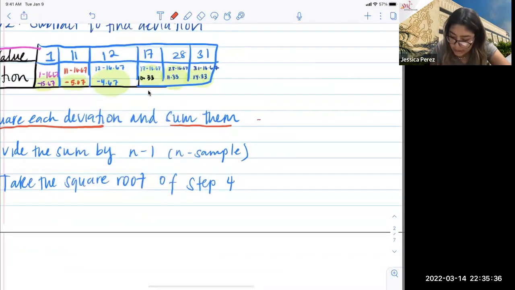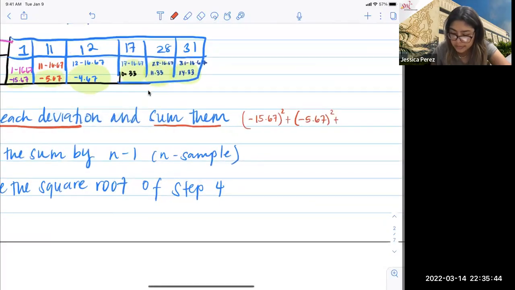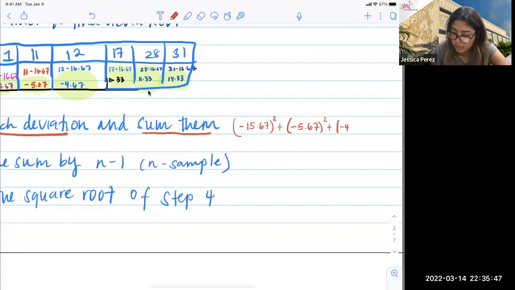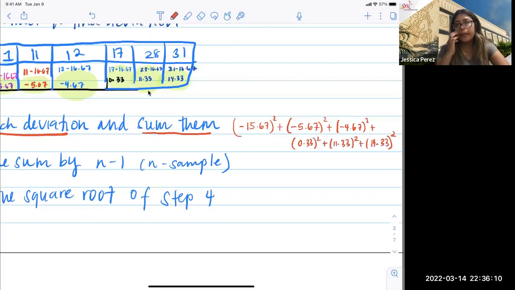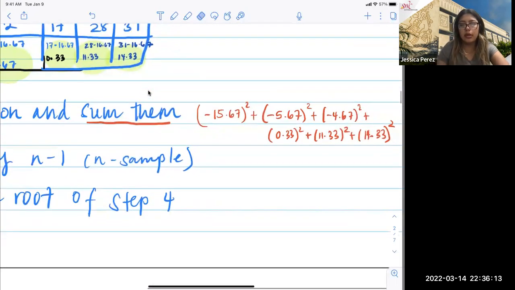So I have negative 15.67 squared plus negative 5.67 squared plus negative 4.67 squared plus, sorry, this one's 0.33 squared plus 11.33 squared plus 14.33 squared. Okay. Now all of this is going to give me a number.